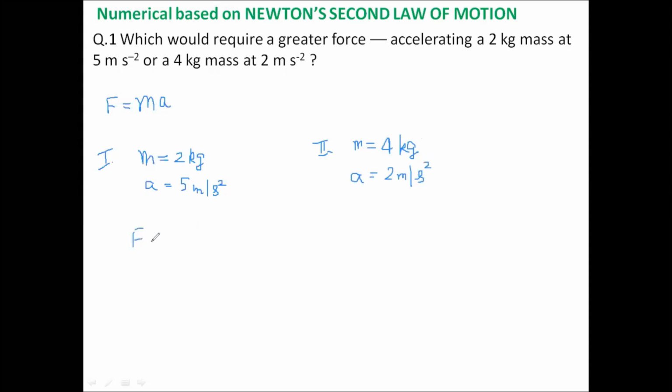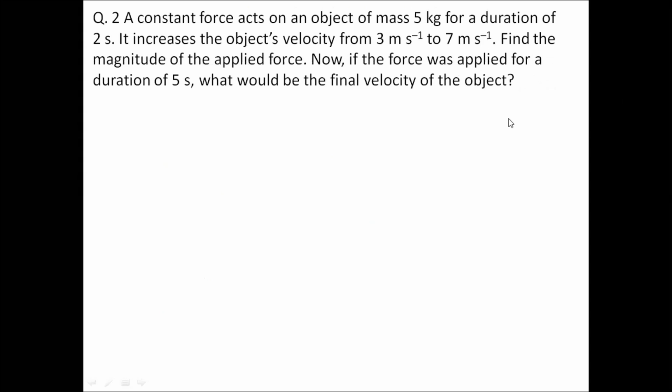For the first body, F equals ma. Let it be F1, that is 2 into 5, 10 Newton. Newton is the SI unit of force. And F2 equals ma, that is 4 into 2, that is 8 Newton. Question number 2.